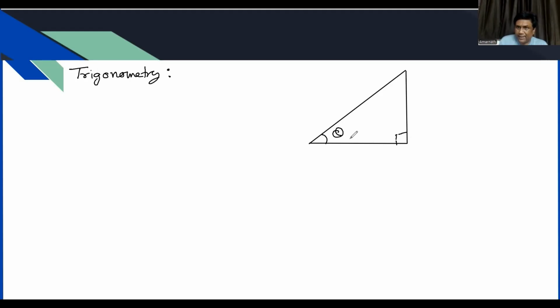Then the side with the theta, with the angle, that is called the base. Base, okay? So B for base. And the side remotest from the angle, you can say this is the perpendicular, okay? This is the perpendicular. And the longest side, that is called the hypotenuse, okay?